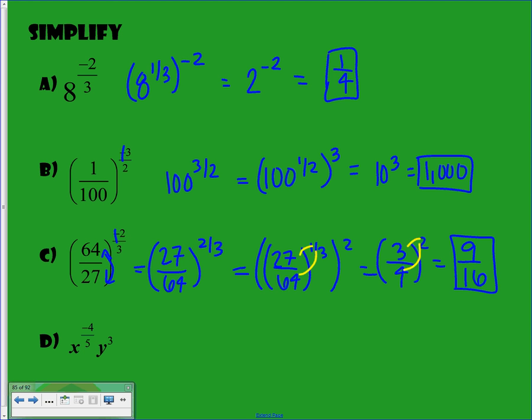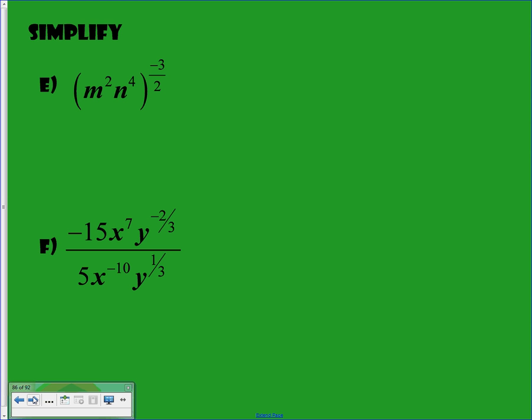Example D is x to the negative 4/5, y to the third. So I have to get rid of the negative. This part needs to go to the bottom as x to the positive 4/5, and y to the third stays positive, so that just goes on the top. So there's a little of that stuff we did in the beginning of the chapter, just reminding us how to work with that.